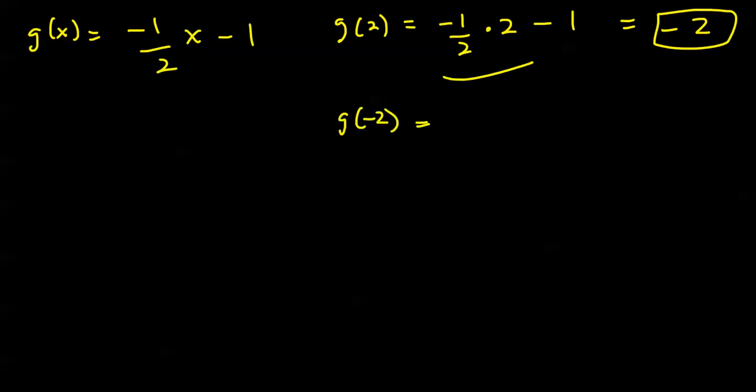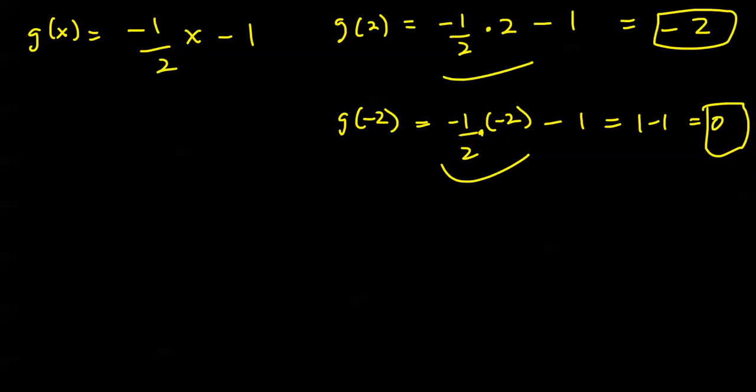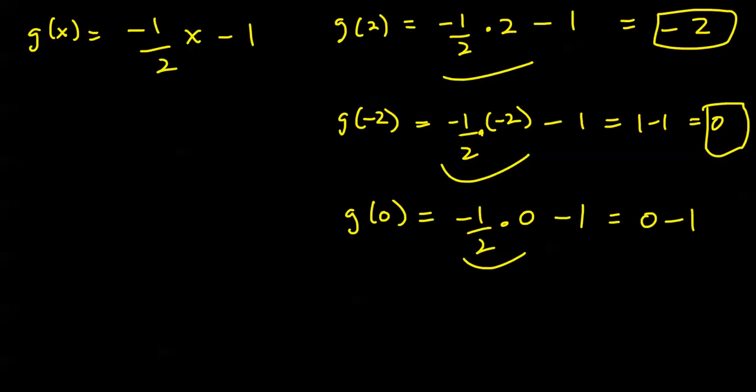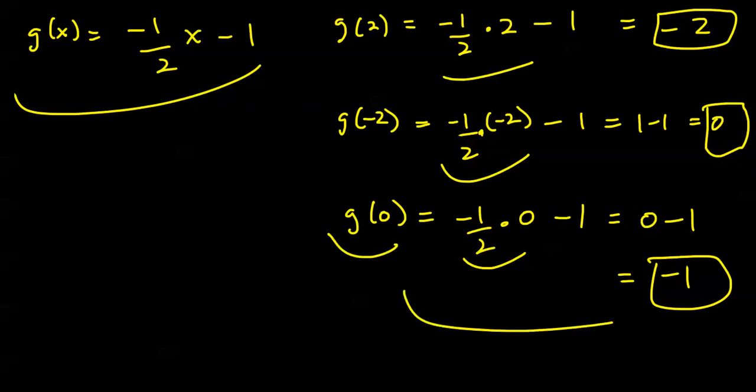How about g of negative 2? When I plug in negative values for a variable, I usually wrap them in parentheses so I don't get mixed up. Minus 1/2 times negative 2 is positive 1, is it not? And 1 minus 1 is 0. So g of minus 2 for this function is 0. And how about g of 0? Minus 1/2 times 0 is 0. 0 times anything is 0. And 0 minus 1 turns into a minus 1. So for this function, g of 0 equals negative 1.